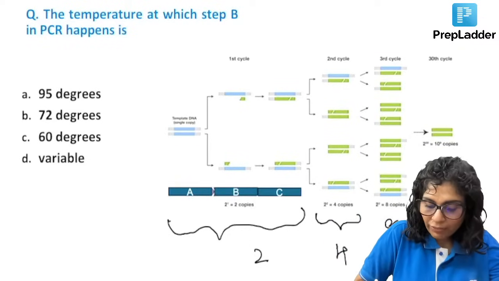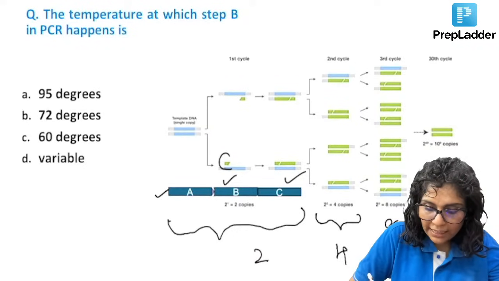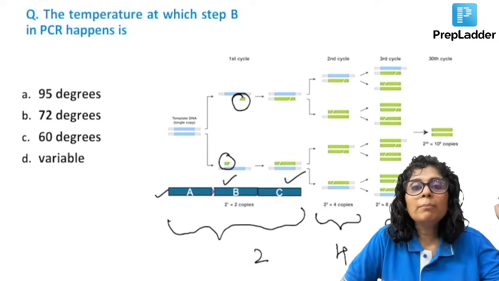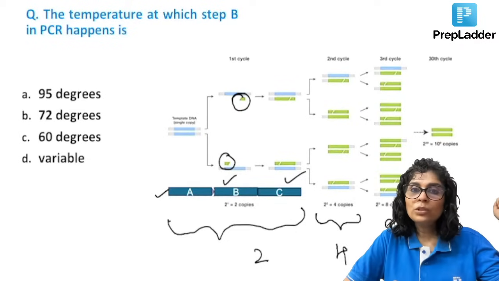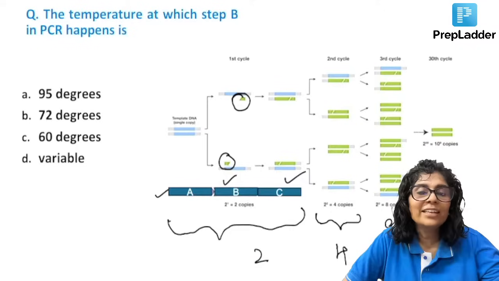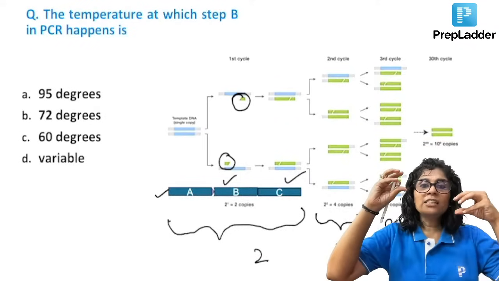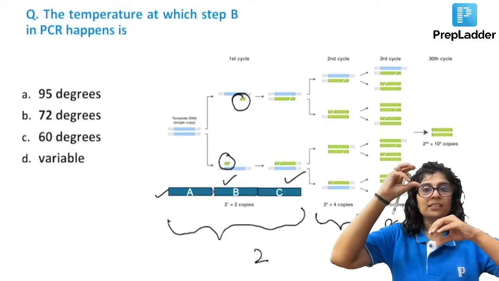And every cycle has 3 steps. And in the second step, do you see that they have added primers? This is why I said image-based questions are cool. Why are image-based questions cool? Because you'll find answers there, right? So what do you see here? In B, they have added primers. And these primers have gone and annealed to the flanking sequence.